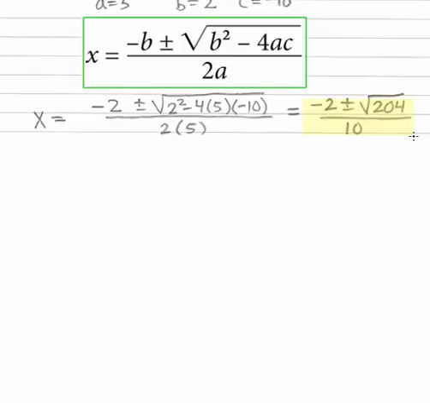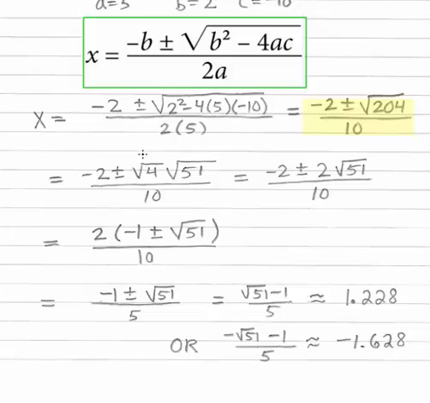Now that's our answer, but we can simplify the form of that answer. We can replace the square root of 204 with the product square root of 4 times square root of 51. Square root of 4 turns into 2. And then we can factor a 2 out and get 2 times the quantity negative 1 plus or minus the square root of 51, over 10. Then we can cancel the factor of 2 out, and we get negative 1 plus or minus the square root of 51 over 5.